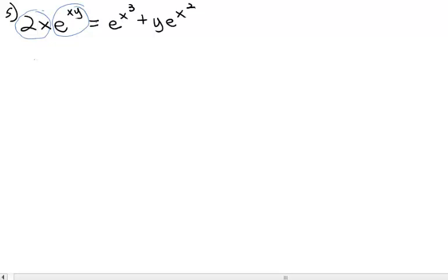So the derivative of the product on the left side is the derivative of the first, which is 2, times the second, e to the xy, plus the derivative of the second. The second is e to the xy times the derivative of the guts. And you might notice that the guts is a product, xy. So we've got to treat it like a product, which we do the derivative of the first, which is 1, times the second, y, plus the derivative of the second, there's our dy/dx, times the first, which is x.